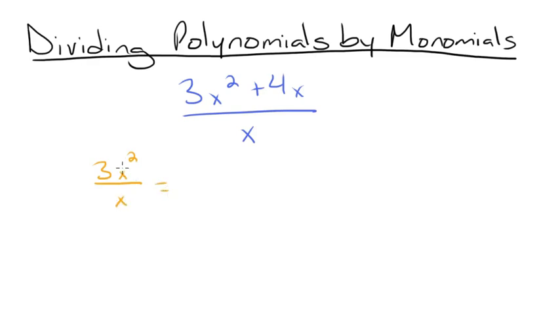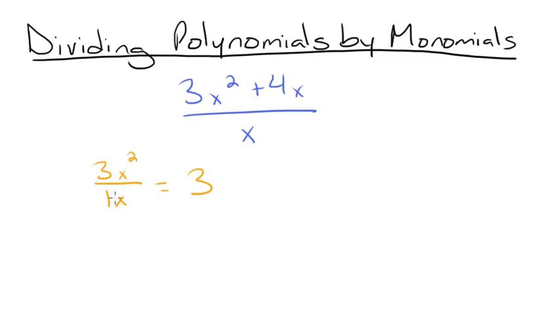Remember, to divide monomials by one another, you first divide the coefficients. It doesn't look like there's a coefficient here, but remember, if there's no coefficient in front of a variable, it's assumed to be 1. So we have 3 divided by 1, which is 3. And then x squared divided by x. Remember, when we have the same variable raised to exponents, you simply subtract the exponents when dividing them.